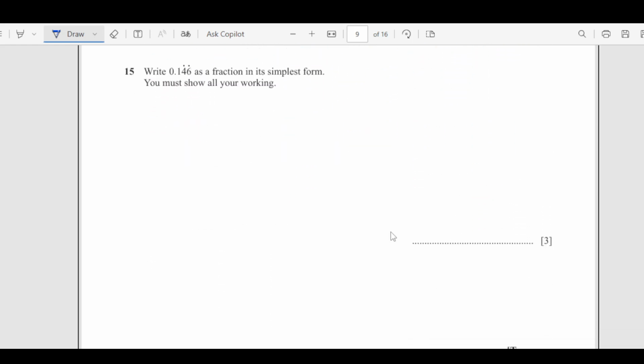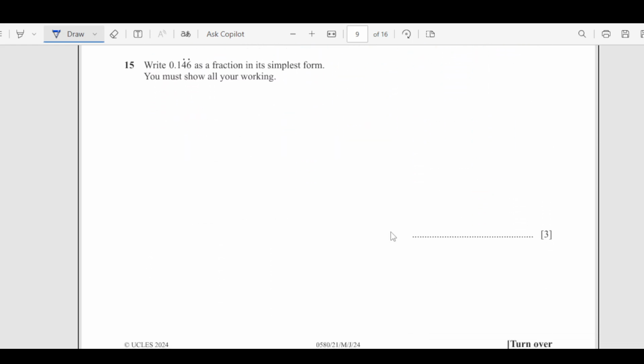Number 15, write 0.146 as a fraction in its simplest form. You see we have a dot on 4 and 6. So let's say this is equal to x. So this is 0.1464. Now see 46 is repeating endlessly, right?